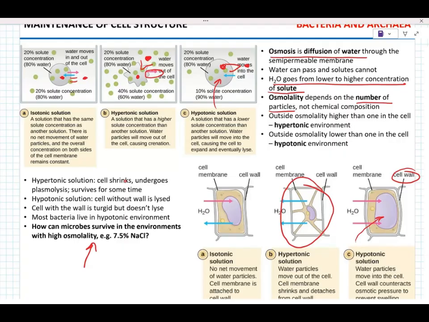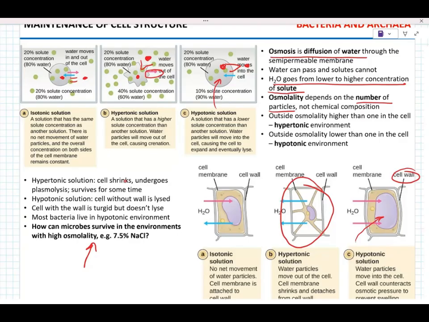Let me guide you through it. Of course, they have adapted, but how? They somehow ignore the osmolarity. You can't ignore the osmolarity. It's like ignoring gravity. You can do it, but just once. They just do some transaction between these molecules.